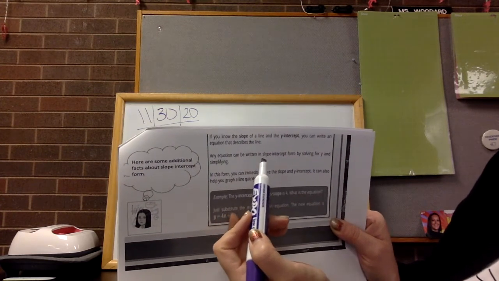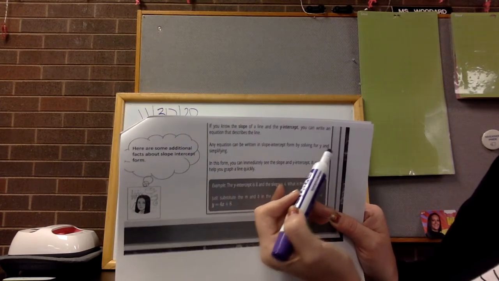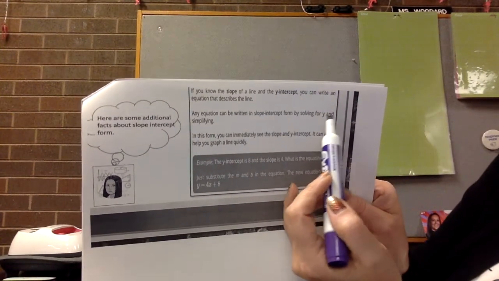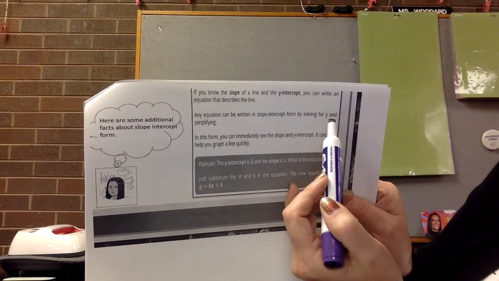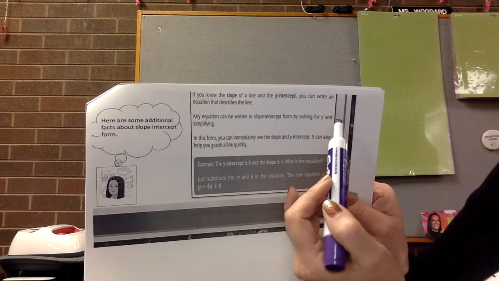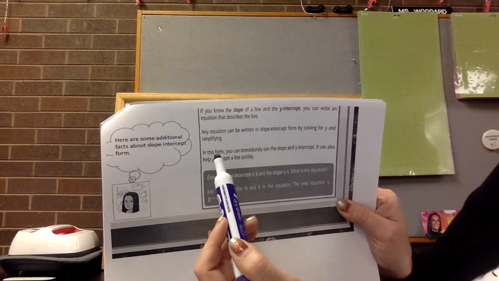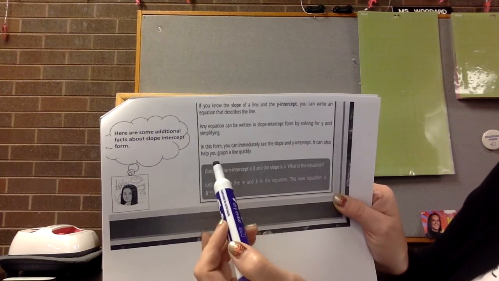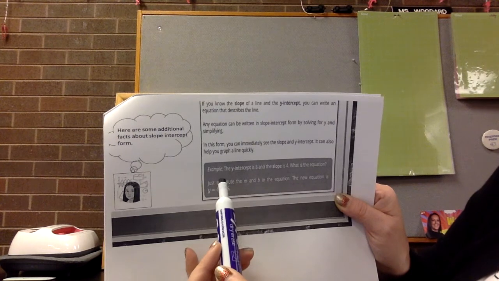Any equation can be written in slope-intercept form by solving for y, and I talked to you guys about that right before the break. You're going to try to get it so it says y equals. If it doesn't say y equals, the goal is to get it so that it says y equals. In this form, you can immediately see the slope and y-intercept. It can also help you graph a line quickly.